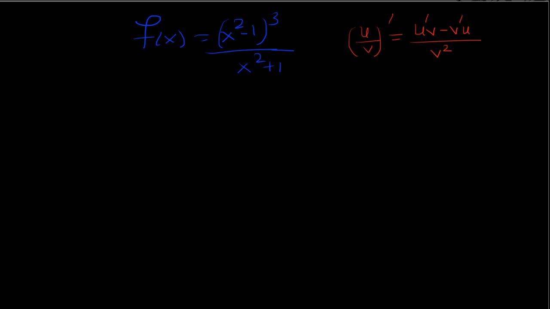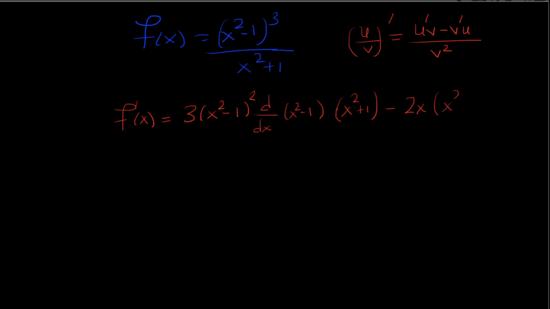So the first thing we're going to do is take the derivative of the top, which is going to require us to use the chain rule. We're going to bring the exponent down, keep the inside the same, subtract 1 in the exponent, and then multiply it by the derivative of the inside. And now we're going to multiply it by the bottom. Here, make sure you use parentheses. Minus the derivative of the bottom, which is just 2x, times the top, which is x squared minus 1 cubed, all over the bottom squared.